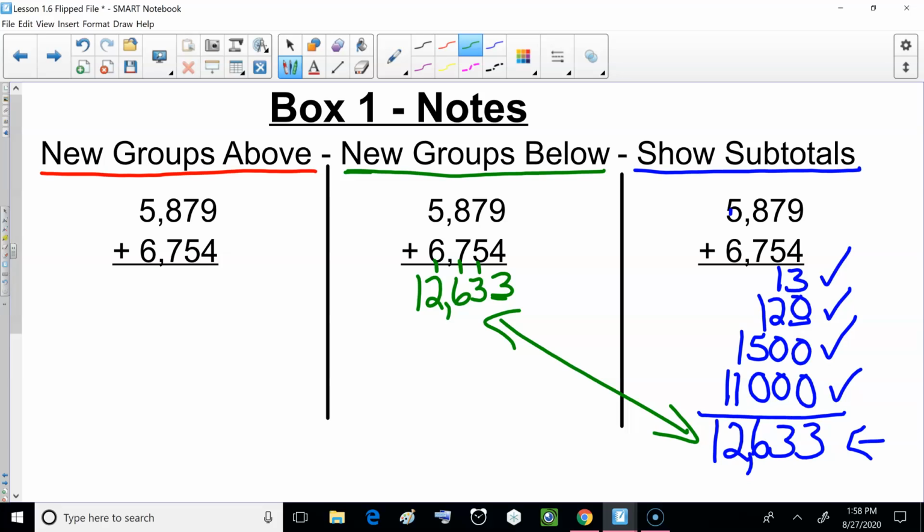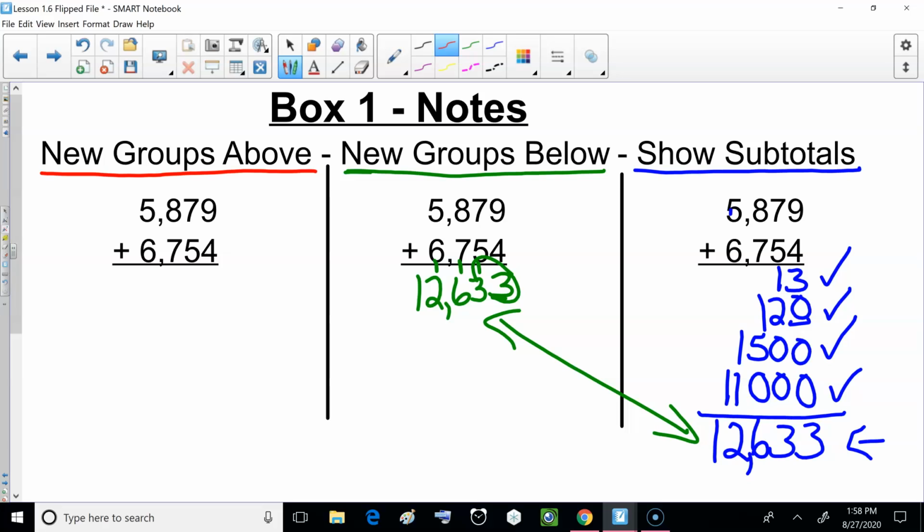Also, next thing about this is you can kind of check each subtotal as well. Here's 13. 7, 5, and 1 is 13. So you're able to check easily each of your place values. Now the way that most of us have been doing it and we feel most comfortable with is the new groups above, which is fine.